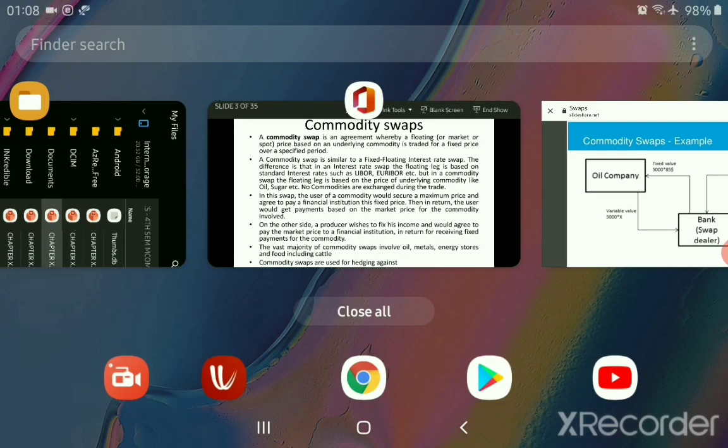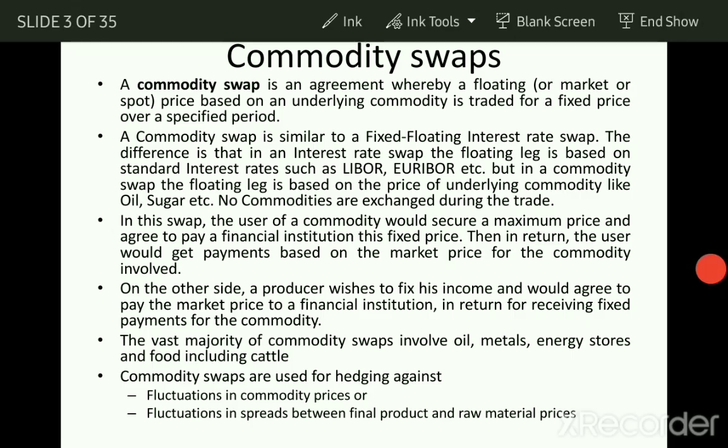So this is how in foreign countries the commodity swaps are made. Now you must have understood how commodity swaps work. This is used just for hedging. See, at the end of that slide you can see I have explained. Commodity swaps are used for hedging against this fluctuation in commodity prices and fluctuation in spread between the final product and the raw material prices.